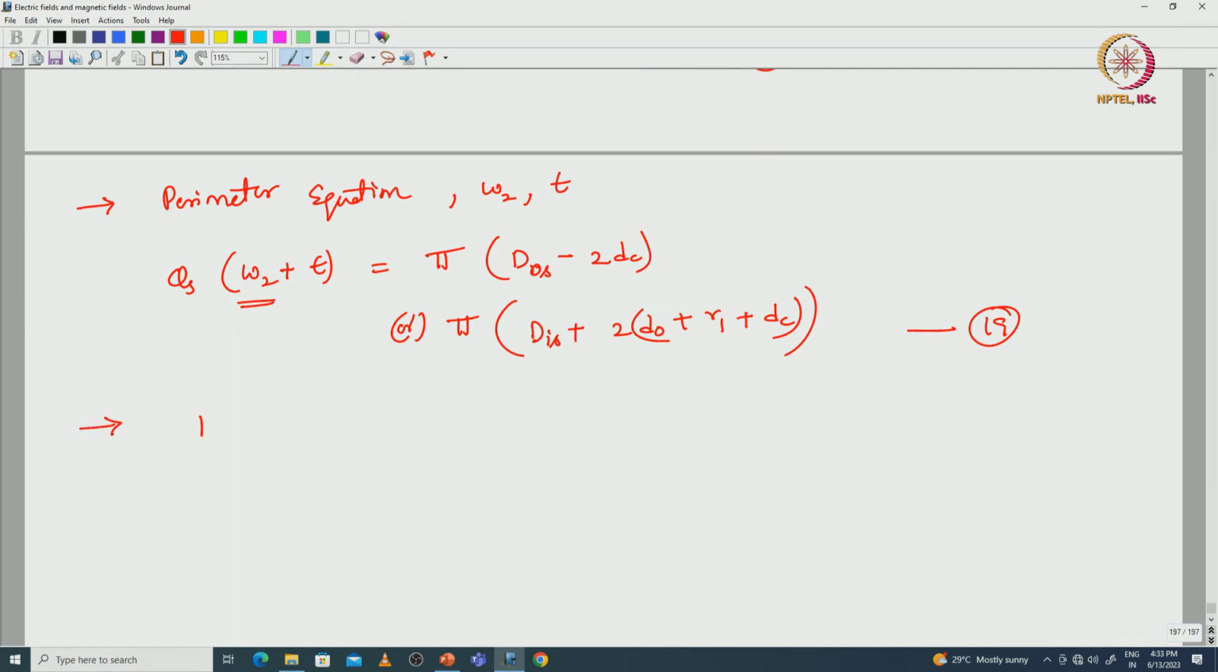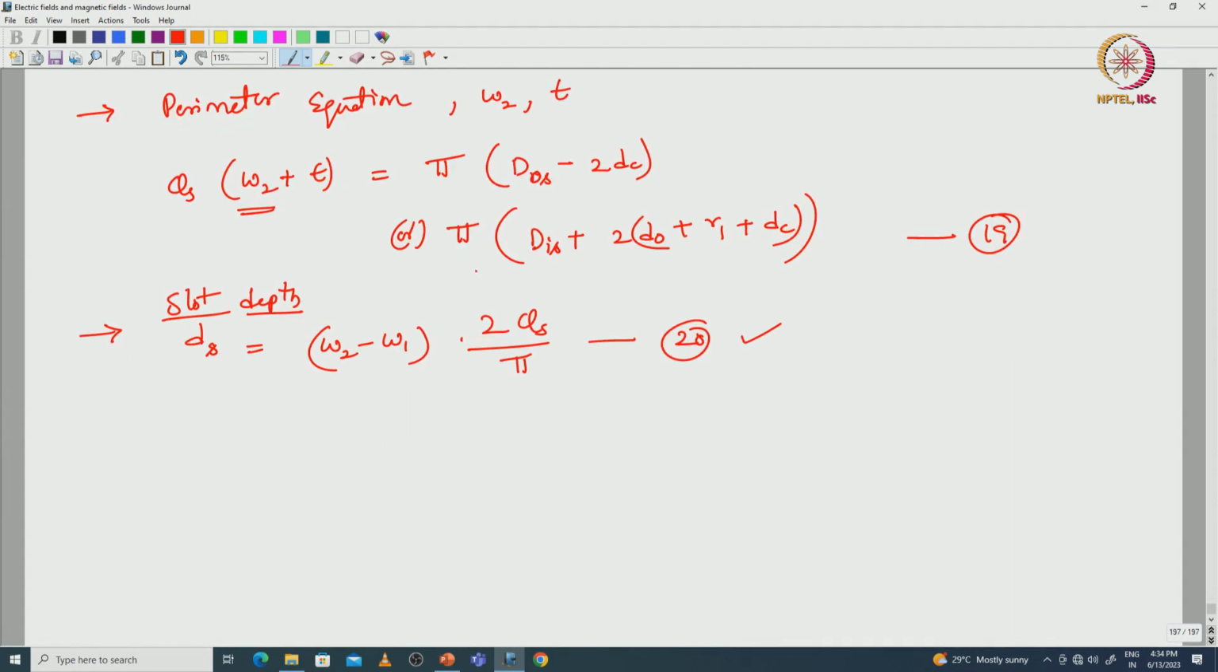Then the remaining thing is slot depth. Slot depth ds is nothing but (W2 minus W1) into 2 into number of slots by pi. This equation also we have derived during the D cube L discussion.